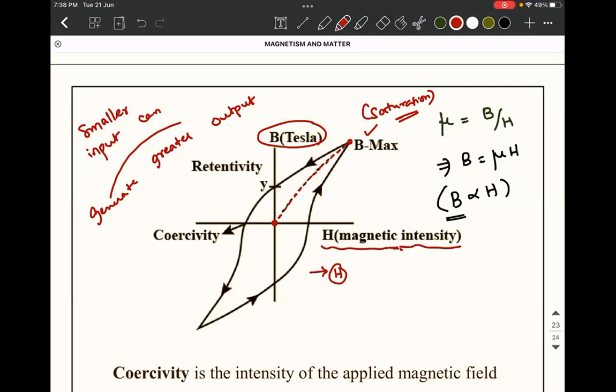Now I have a question. When H is removed, when the input magnetic field is removed, what do you think will happen to the acquired magnetism of the material? What do you think will happen to the acquired magnetism of the material?